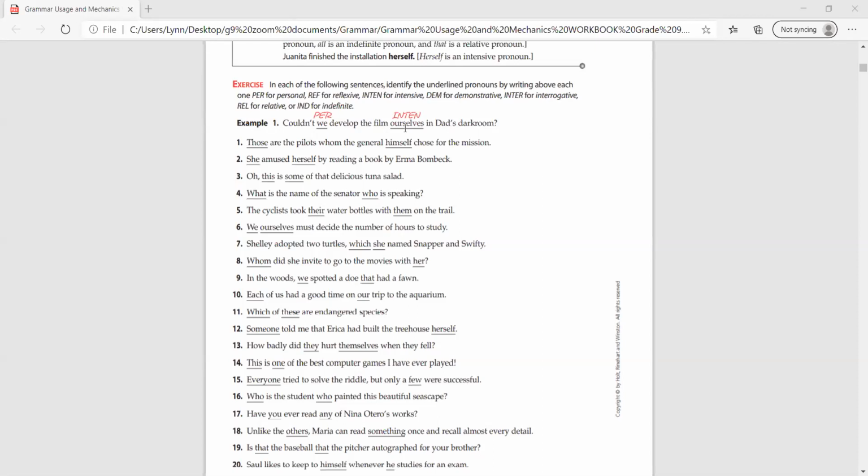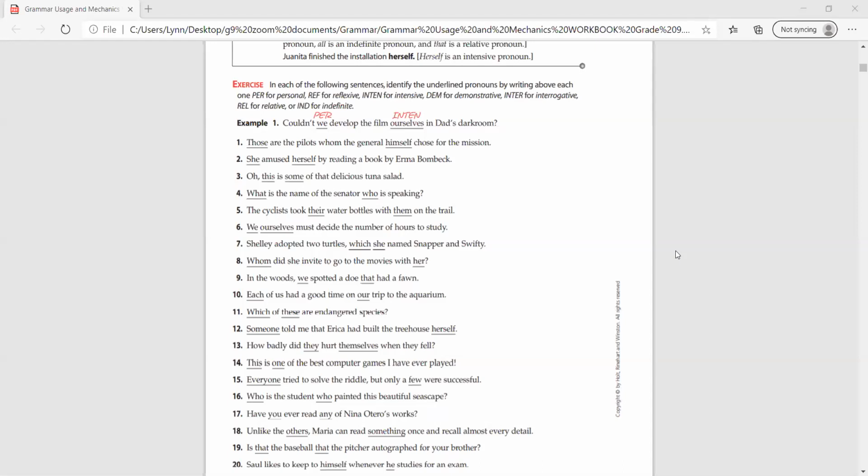All right, Noor, take the first three, please. Okay. Those are the pilots whom the general himself chose for the mission. Those is a demonstrative pronoun. Demonstrative, yes. Himself is a reflexive.